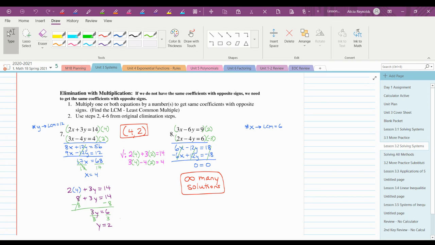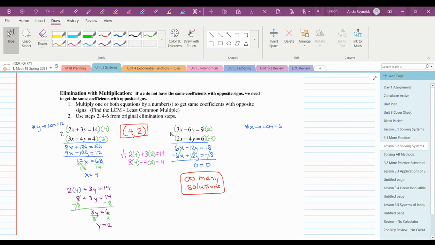We also have some examples of elimination with multiplication. So sometimes we don't have the same coefficient with opposite signs, and we need to make the equations have the same coefficients with opposite signs. So I may need to multiply one or both of my equations by a number or two different numbers to get the same coefficients with opposite signs. So we're trying to find the least common multiple. And then we're using the same steps from the examples above.